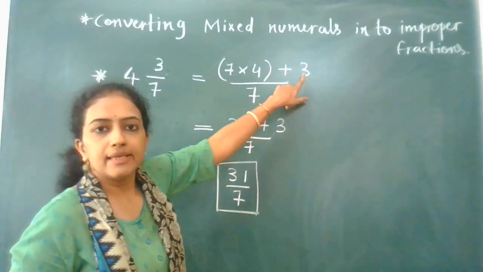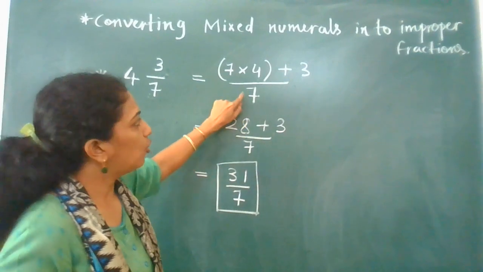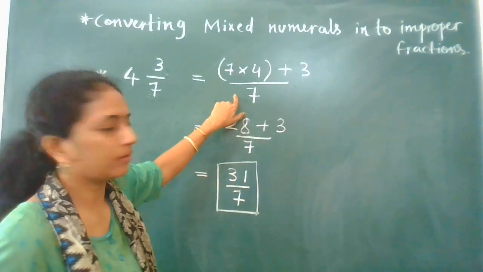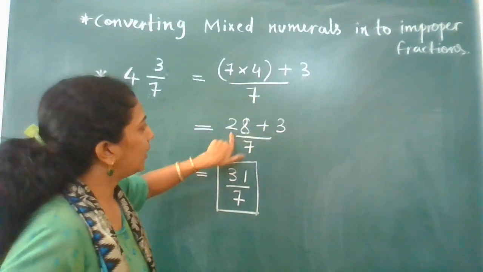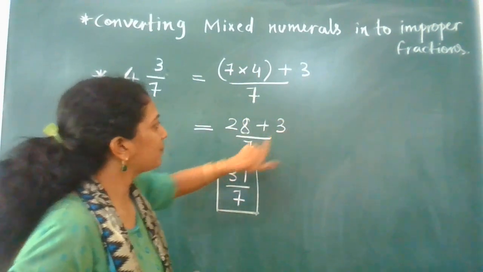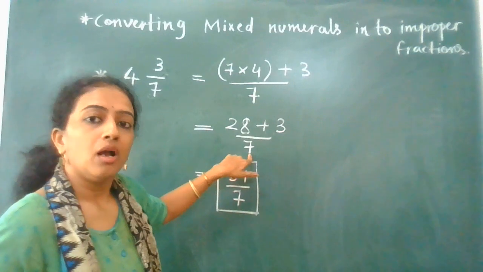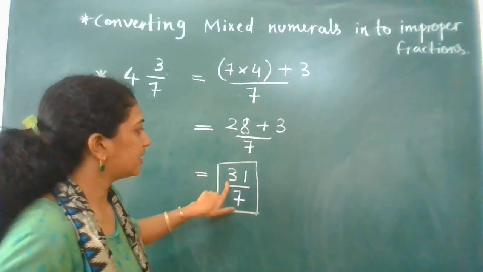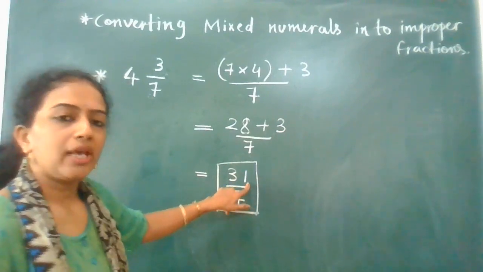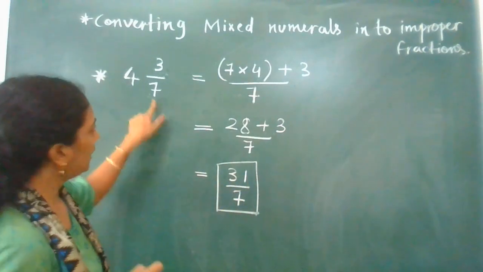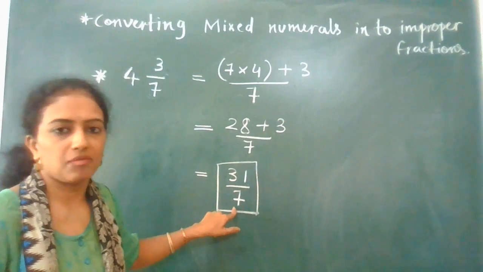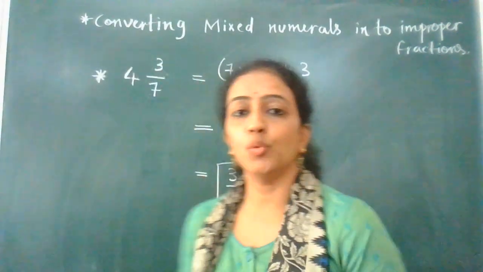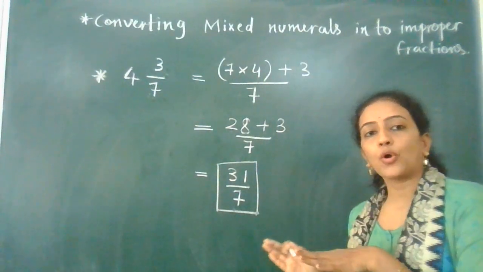When you are doing this, you have to remember that your denominator should be there. You don't have to forget the denominator. So 7 fours are 28, 28 plus 3, and 7 is the denominator. Now 28 plus 3, the answer is 31, and the denominator is as it is, which is 7. So this way you can convert mixed numerals to improper fractions.